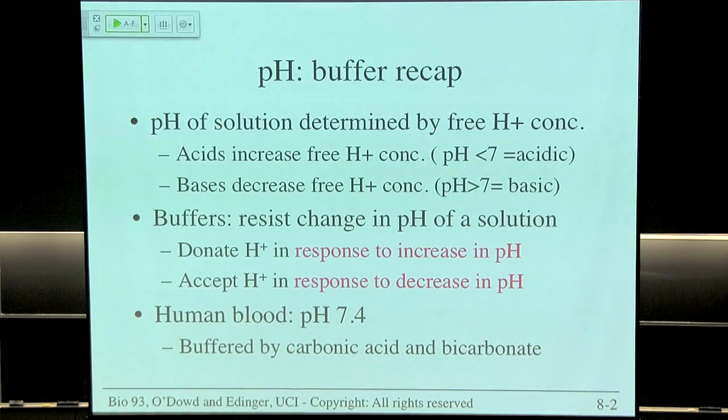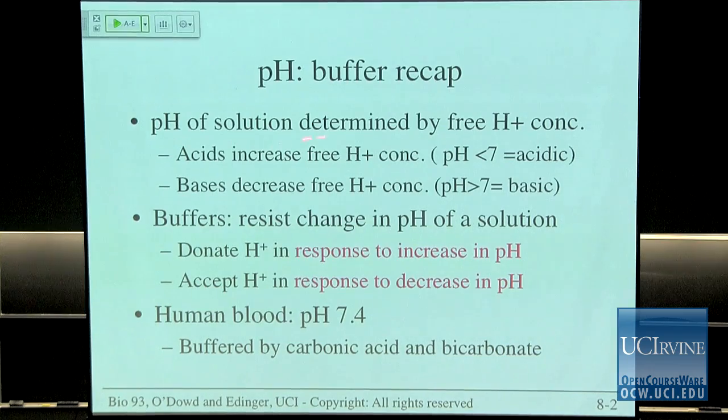We ended last lecture with pH and buffers, and I'm going to do a brief recap of these concepts, and then I'm going to do a demonstration that hopefully helps you understand this in a bit more detail. The pH of a solution is determined by the free hydrogen ion concentration. Acids increase the free hydrogen ion concentration of a solution. If the pH is less than 7, then the solution is termed acidic. Bases decrease free hydrogen ion concentration. If the pH of a solution is greater than 7, then the solution is termed basic.